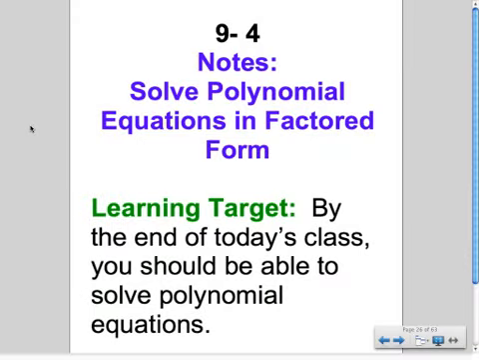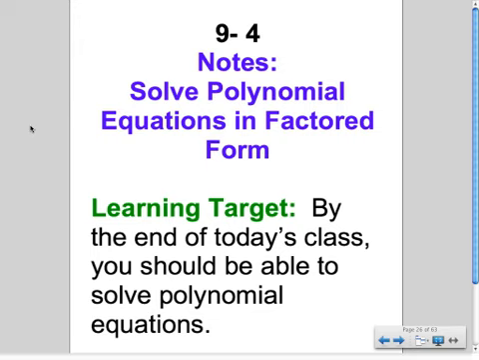Thus far in Chapter 9, we've taken the time to look at adding and subtracting, multiplying polynomials, looking at some different patterns that occur when multiplying polynomials. And finally, today we're going to use these skills or these properties to solve polynomial equations.